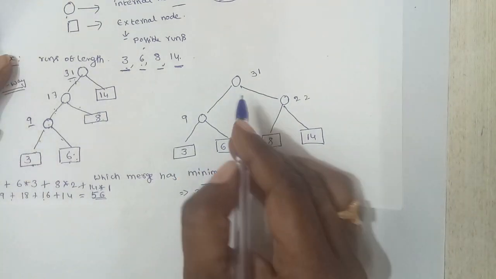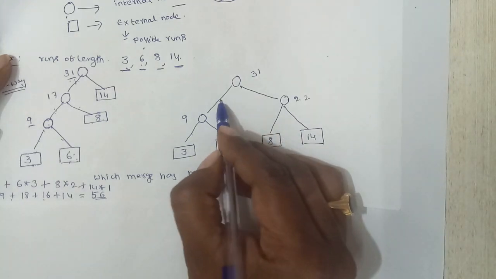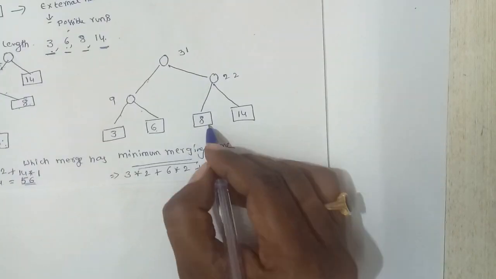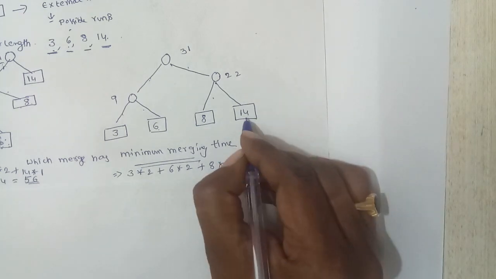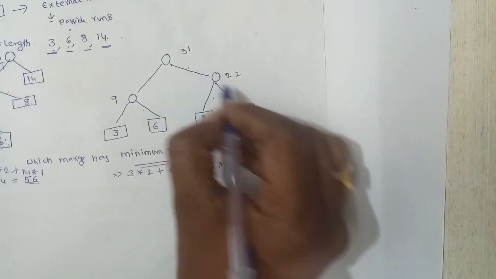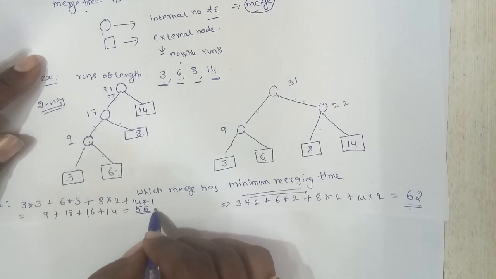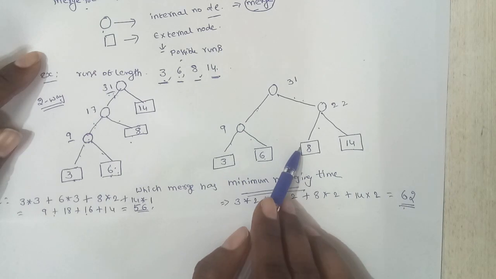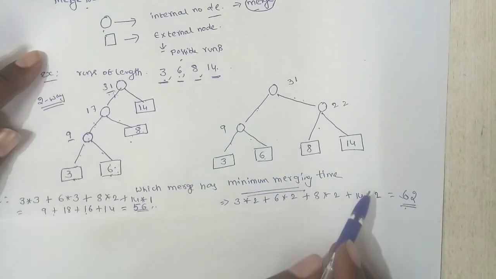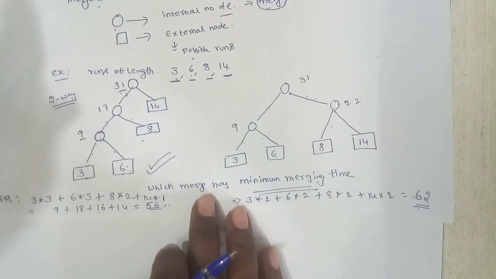3 into 1/2 plus 6 into 1/2 plus 8 into 1/2 plus 14 into 1/2. So what is the value? The sum is 62. Now the total merging time for this tree 1 is 56. The merging time for this tree 2 is 62. Now which one is optimal? Among these two, this one is the optimal, that is, the one which has the minimum time.